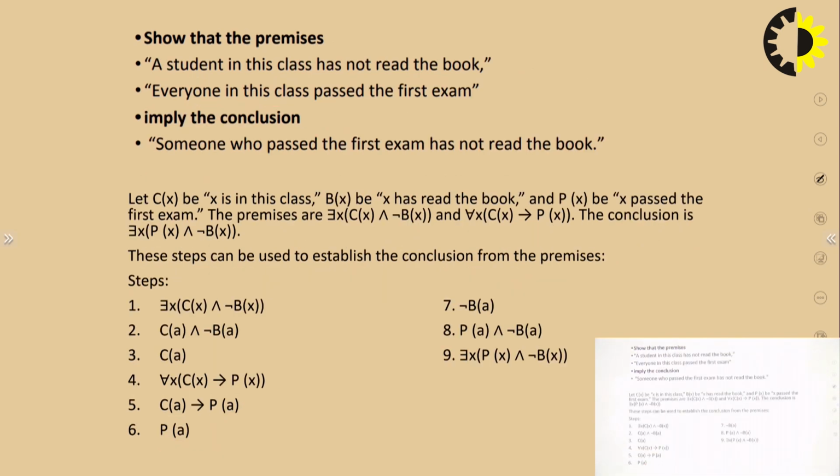Next, show the premise. A student in this class has not read the book. Everyone in the class has passed the exam. And last, imply the conclusion. Someone who passed the exam has not read the book. So how will we write these steps?